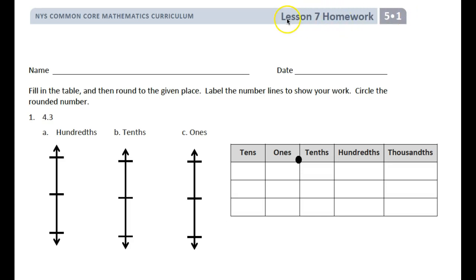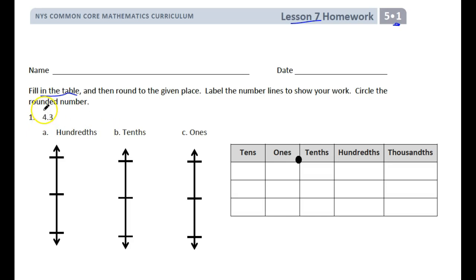Here's what we're looking at today. We have Lesson 7 from Module 1 from Grade 5. Today we're looking at the meaning of the value of different places. It's talking about filling in this table and then rounding to a given place. Label the number lines to show your work, and then circle the rounded number.